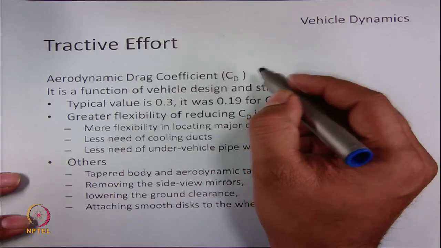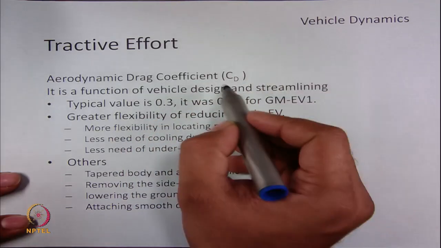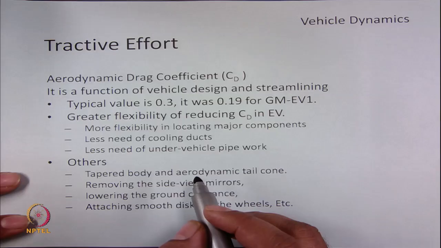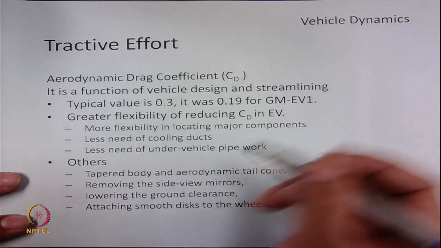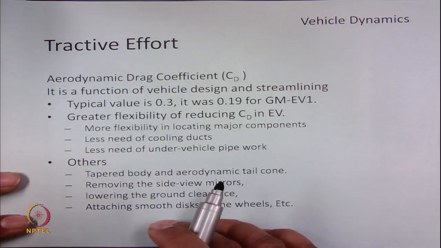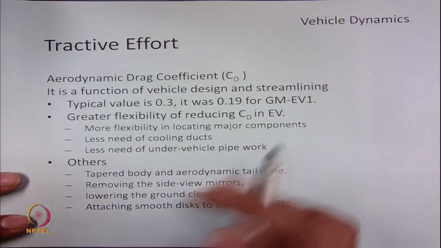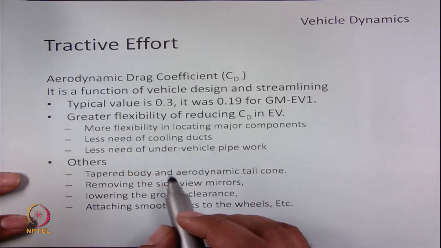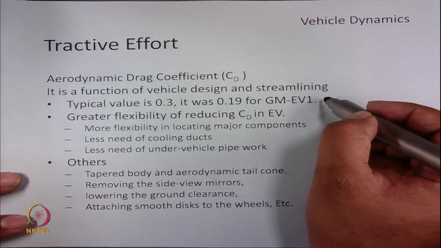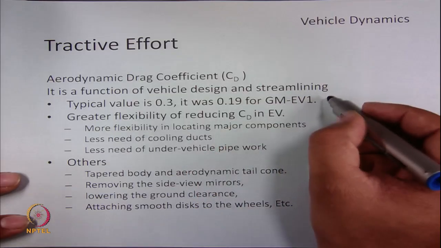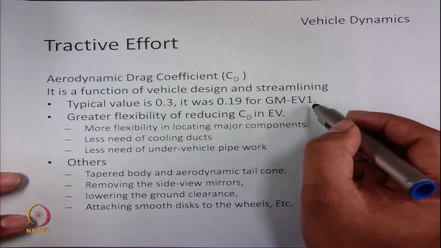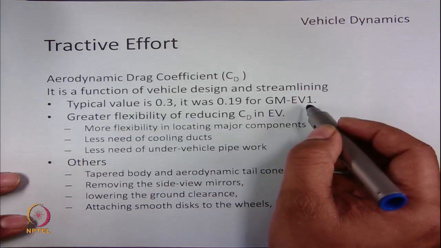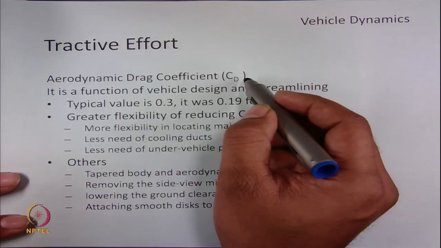So, as we have seen, the coefficient known as C_D, which is aerodynamic drag coefficient, is a vehicle design parameter. So, it depends on the type of vehicle design and the streamlining which is done to reduce the air drag. So, typical values or rather reasonable values are 0.3 for a good design, but it was as low as 0.19 for GM EV1. So, this is the first electric vehicle which was commercially available by 1995. So, it was a very good design in terms of the drag coefficient.